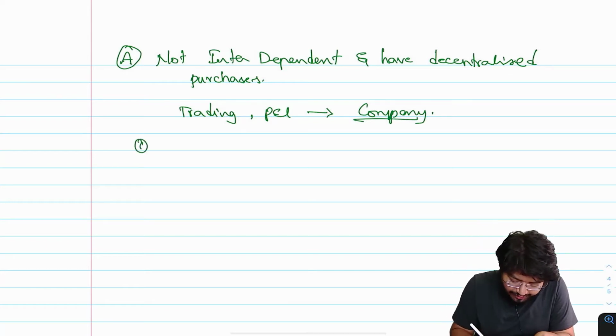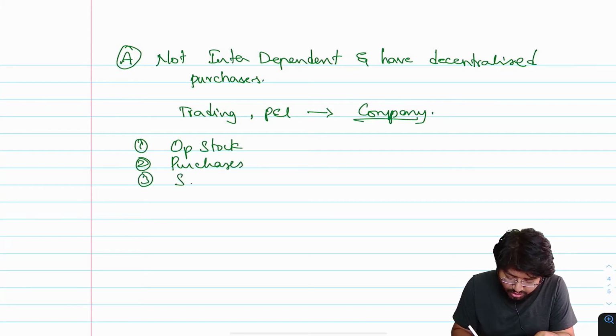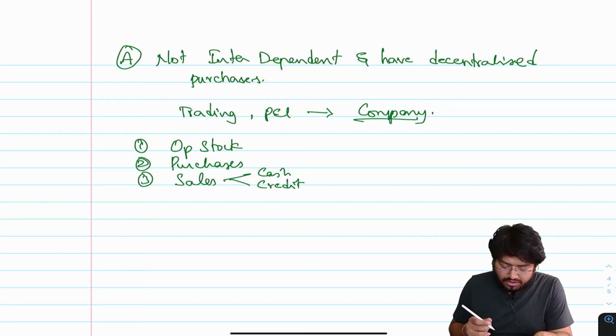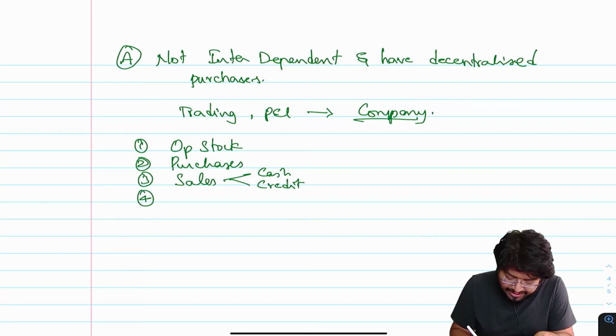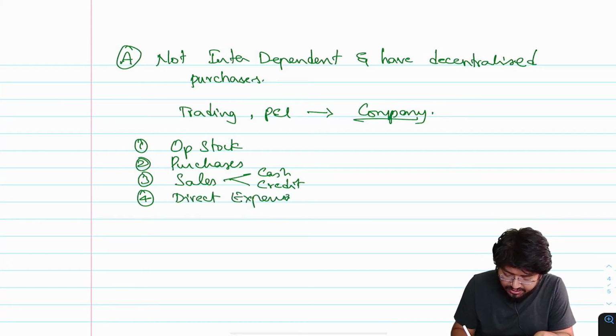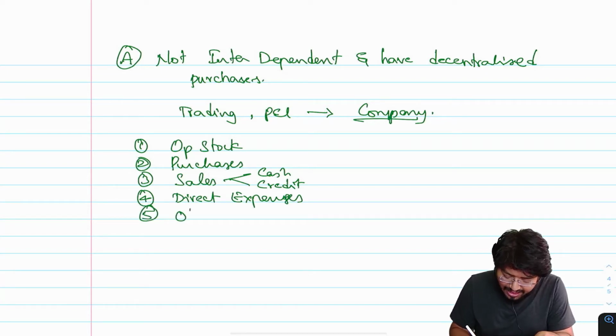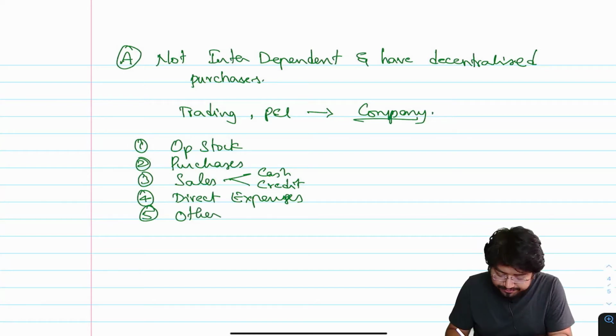Number one, you need to find out what is the opening stock. Number two, you need to know what is purchases incurred. Number three, you need to know what are the sales made by them. Okay, it could be debit sales, credit sales, or cash sales. Then you would have various direct expenses. These have to be considered. Most important is other expenses which are incurred in common.